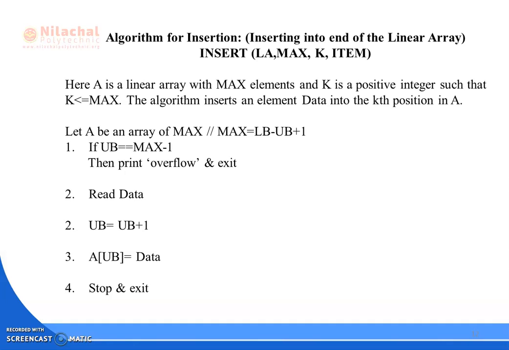In insertion, the algorithm basically inserts a new element of data into any position of the array. Here we will be discussing insertion at the end of the linear array. So let A be an array of size max. Here max, we already know, is equal to the length of the array, that is, the formula for it is UB minus LB plus 1.